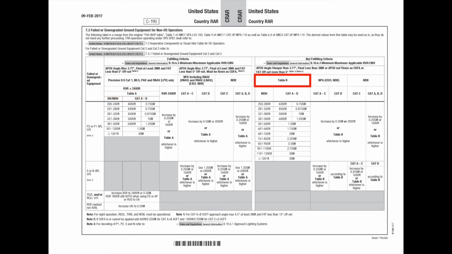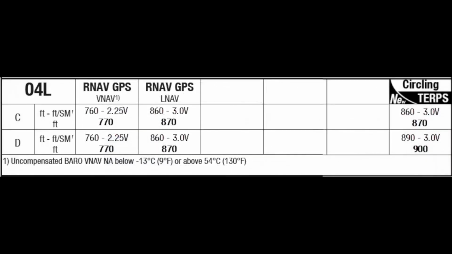These approaches do not fulfill the mentioned criteria, where you will need to compare two minima values and use the higher one of the two. In this example, the user is flying a high-quality RNAV GPS approach with VNAV capabilities in a Cat D aircraft. The all operative values in the minima section are showing a decision height of 760 feet and a visibility of 2.25 statute miles. The installed approach light to the landing runway, a P1, has failed.